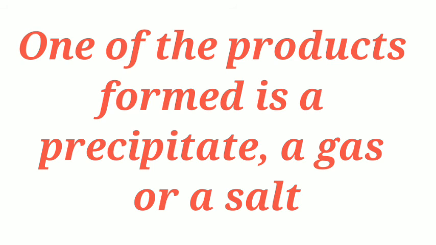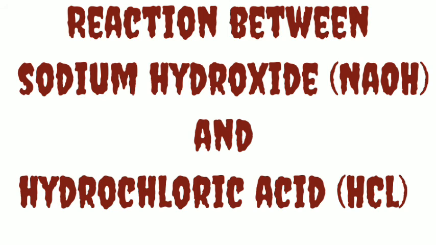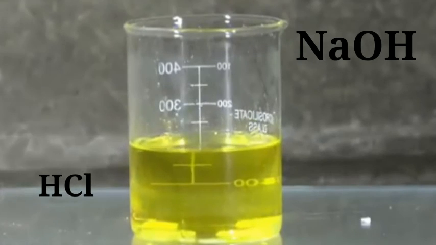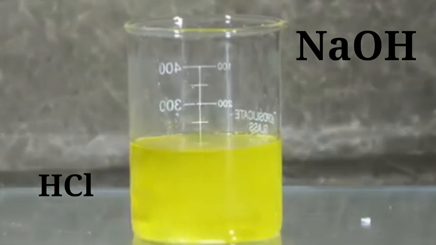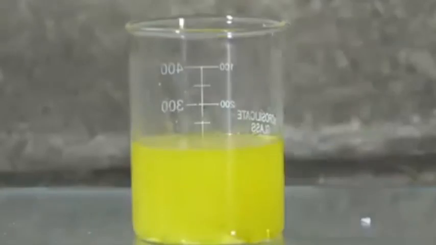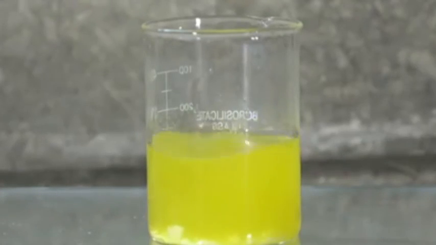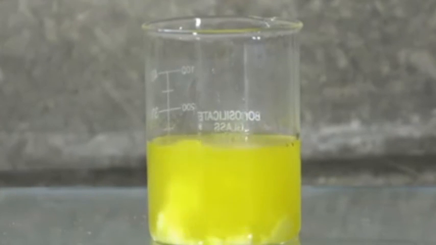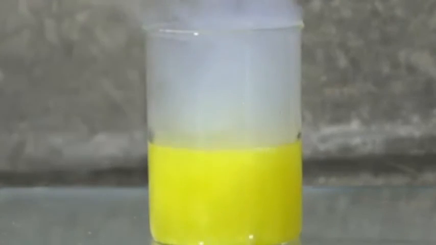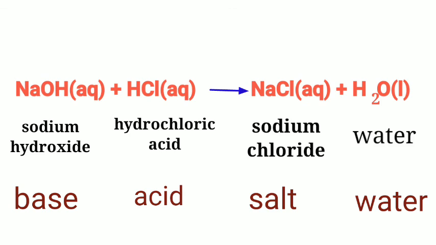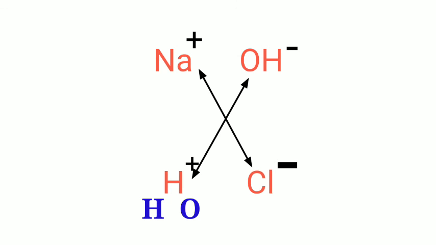We see that one of the products formed is a precipitate, a gas or a salt. Let's consider another experiment in which sodium hydroxide reacts with hydrochloric acid. When sodium hydroxide is added to hydrochloric acid, a salt, sodium chloride, water, and a large amount of heat is produced. This is a neutralization reaction in which a base and acid combine to give salt and water. Here again, exchange of two different ions has taken place, hence it's a double displacement reaction.